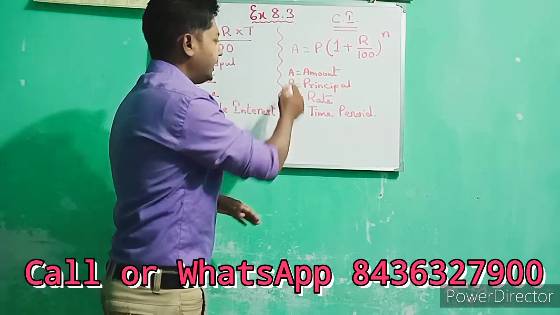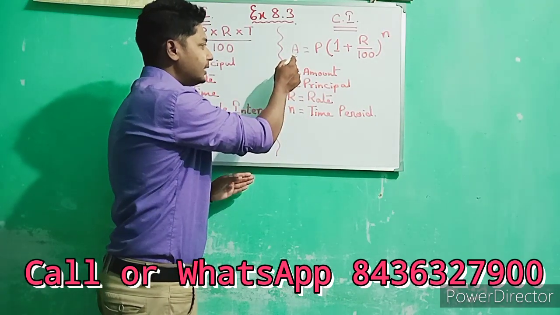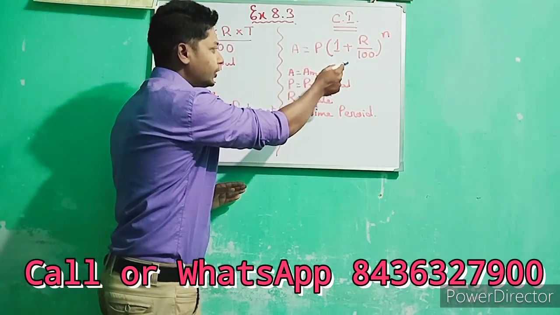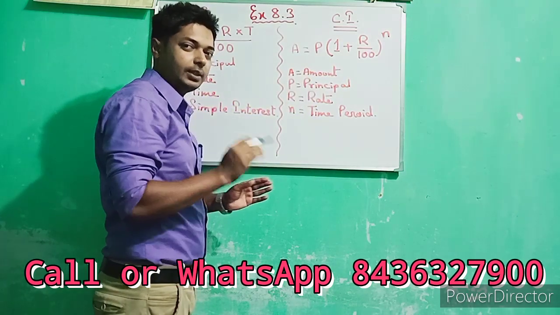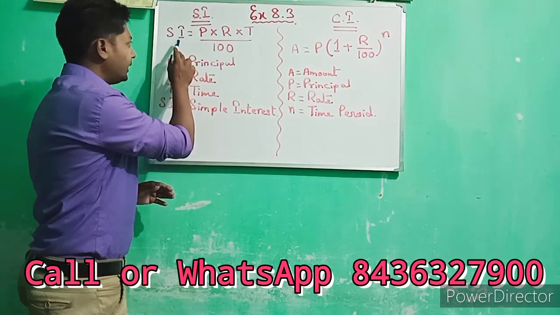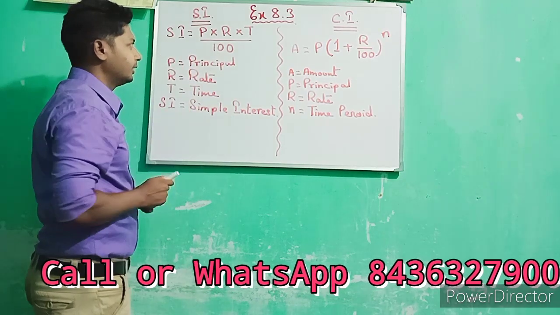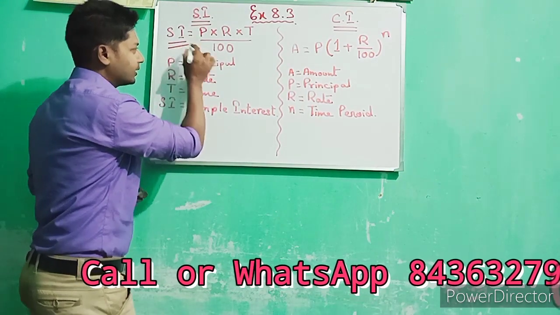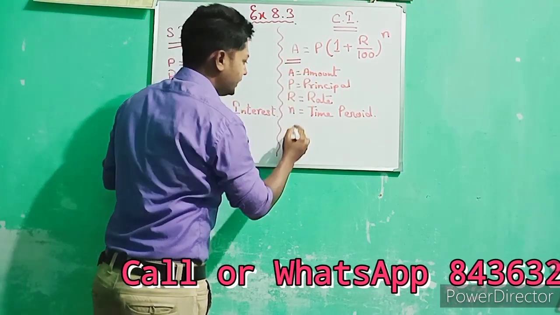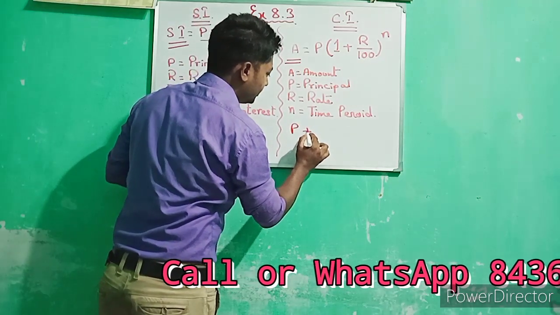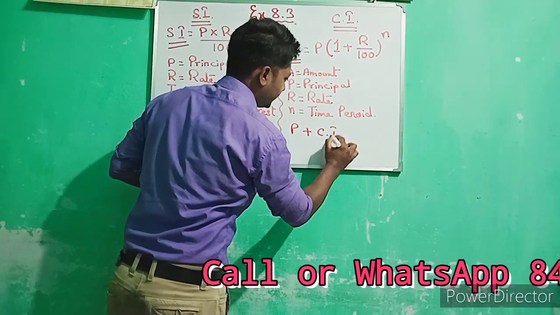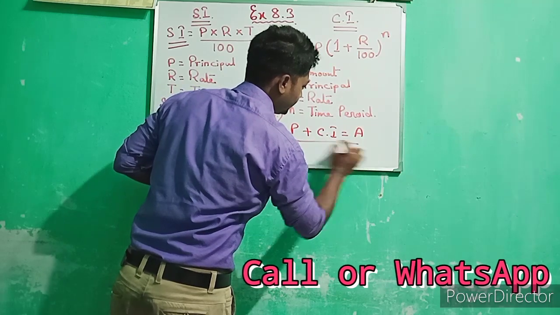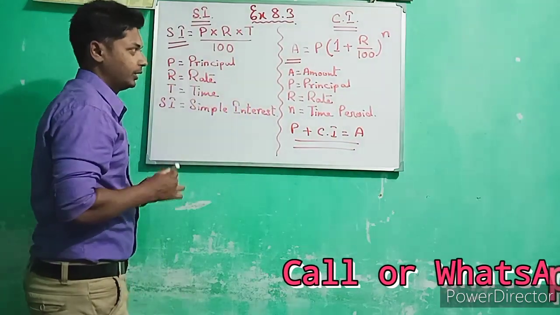Okay, so here A is the amount. Amount means this amount includes the interest plus the principal. Keep this thing in mind. Here SI is only the simple interest. Here it is only the interest. But here, principal plus CI equals amount. This is the major difference out here.